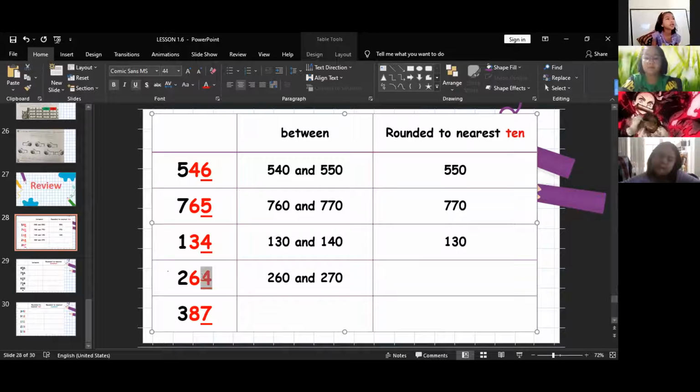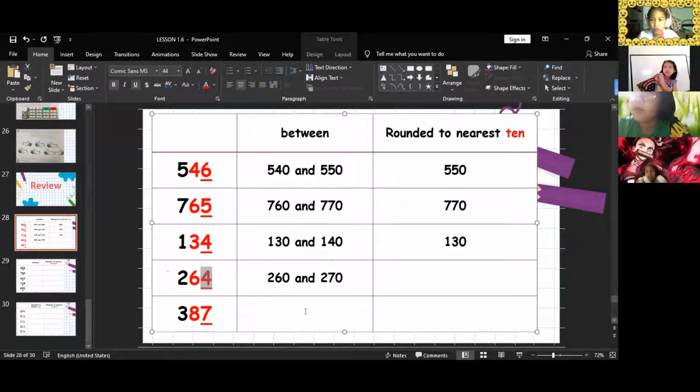Wawa, what is the last number here? Can you see the underlined number? Okay, what number is this first? Can you read? Four. Are you going to round up or down? Down. Down, very good. So what is your answer? Is it 260 or 270? 260. Very good, Wawa. Thank you.